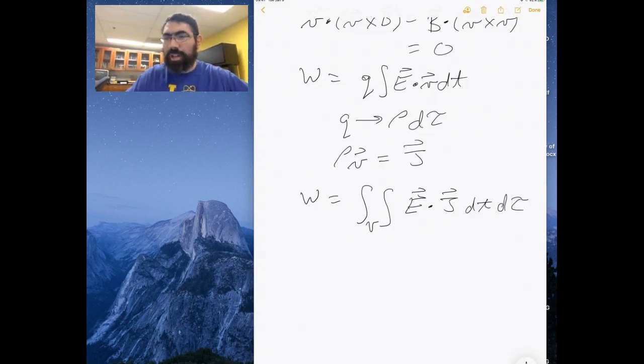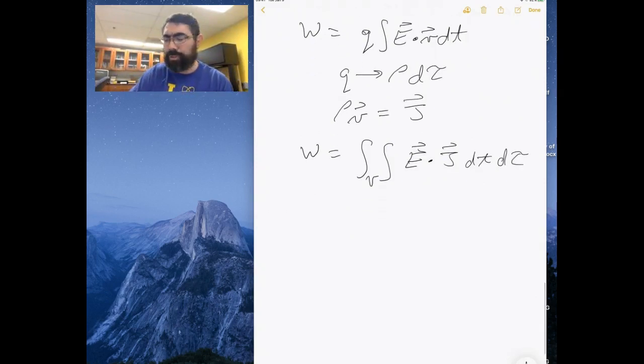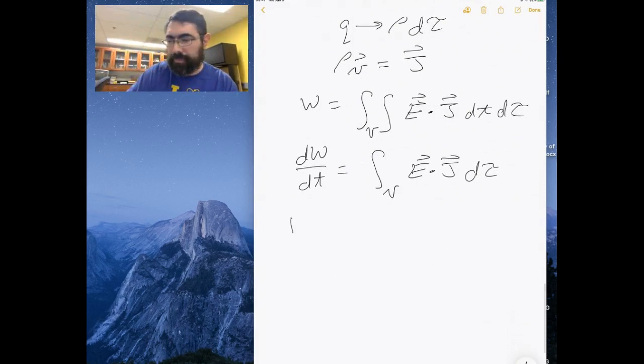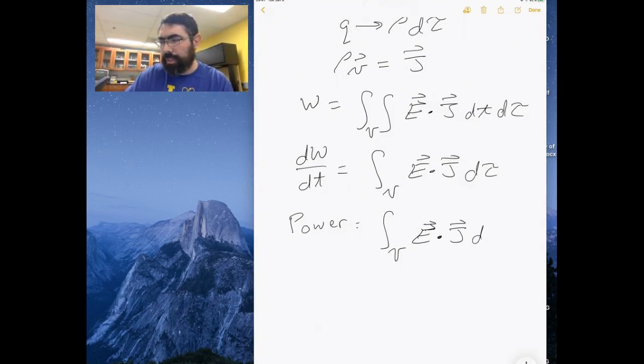dt d volume. Now if I look at the energy per unit time, dW/dt, then I get the integral over the volume of E dot J, integrating over that volume. So I'm left with now basically the power is the integral over the volume of the electric field dotted into the electric current. So we'll expand on this in the next lecture and see if we can try and reduce it even further.